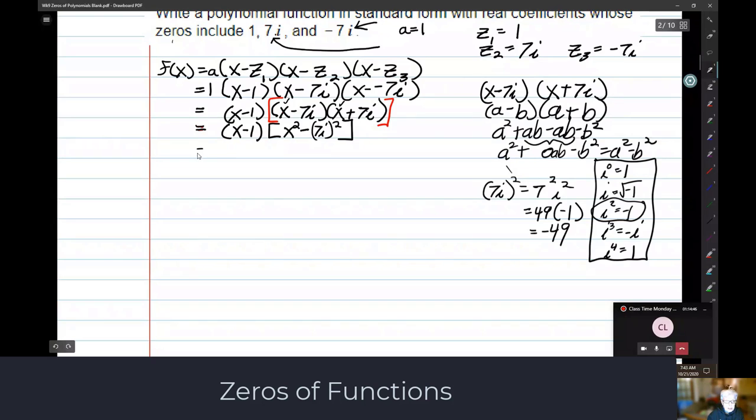So we'll come back over here, we'll have x minus 1 times x squared minus negative 49, which is going to be x squared plus, because of the minus minus, x squared plus 49.